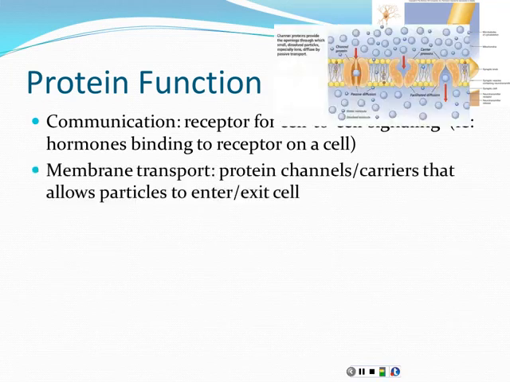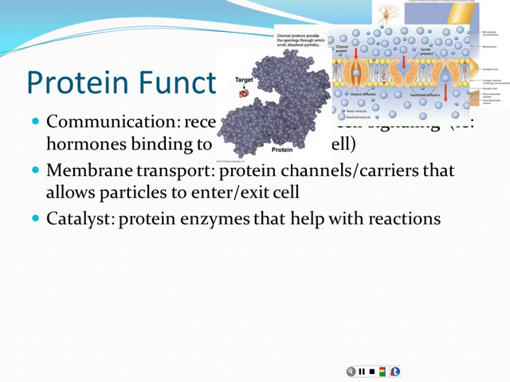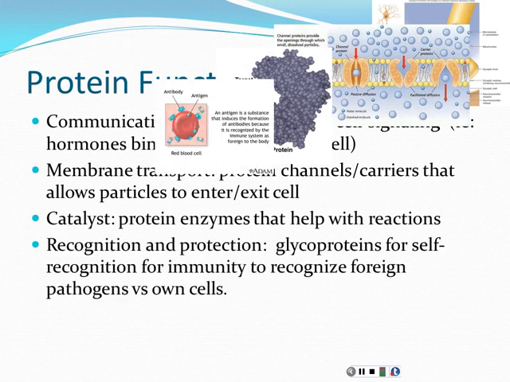So there is membrane transport function as well. So these are the channel proteins here, as you can see. And these help carry things in and out of the plasma membrane, so in and out of the cell. So it will cause things to enter or exit type of thing. It can also be a catalyst. Catalyst is usually the enzymes, so protein enzymes, that will end up helping reactions to occur. And we'll talk more about this in the next lecture slide.